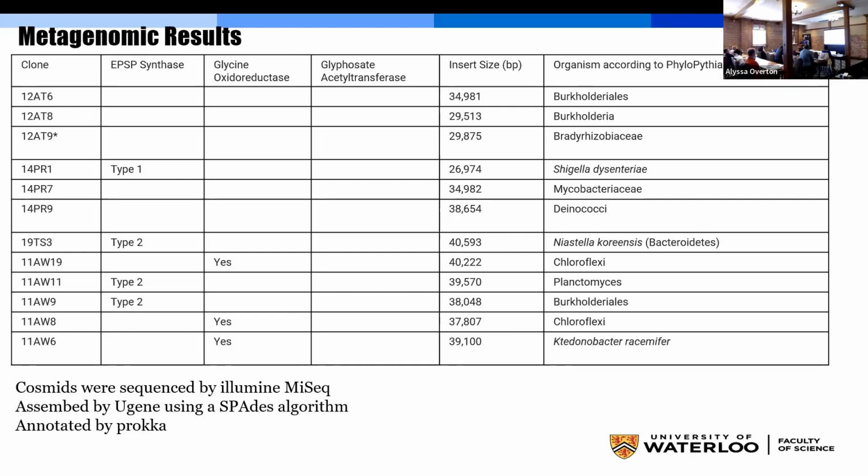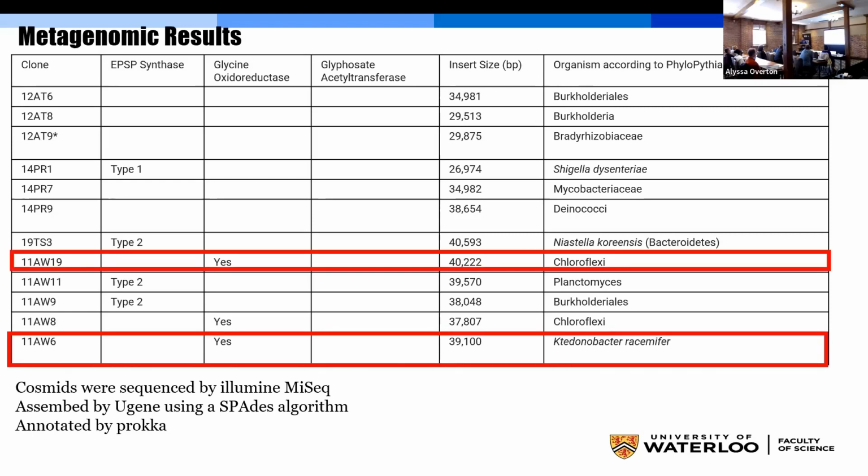And then some of our collaborators over at Wilfrid Laurier University, just down the street from the University of Waterloo, were interested in these glycine oxidoreductases. So they isolated 11AW19 and 11AW6. They didn't worry about 11AW8 since it's from the same organism, the same group as 11AW19, and the sequence is very similar. I wanted to see how the activity of these glycine oxidoreductases compares to established glycine oxidoreductases in terms of resistance to glyphosate.